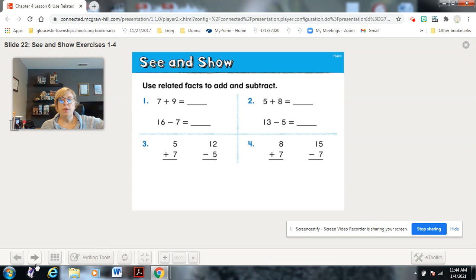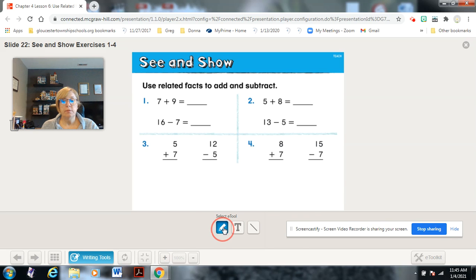All right, so here they have some related facts to add and subtract for you to do. Now, let's do some together. 7 plus 9 equals. Again, yes, some of you already have noticed down here it says 16. So you could just write 16 right there, okay?